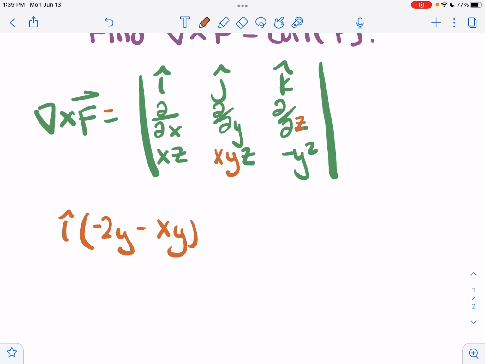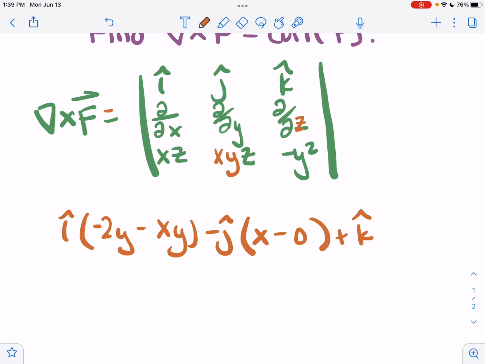Now, that's the i term. So for the j, we do a negative on the j, and it's always i positive, j negative, k positive. So this is how it goes. And with the j, we're going to go to the right. Again, we'll get three terms. So that's going to be a z derivative of xz, and the z derivative of xz is just x. And then we'll go to the left and get three terms. The x derivative of y squared is 0, so that'll be a minus 0.